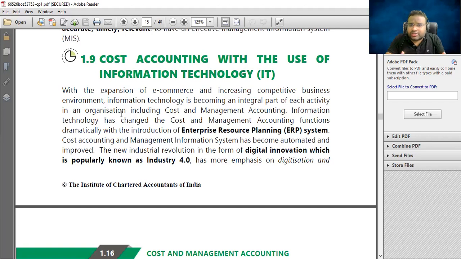So what are the known ERP? Tally is one ERP system, SAP is one ERP system, Oracle is one ERP system, etc. Cost accounting and management information system has become automated and improved. How, sir? How is it improved, sir? I'll tell you a simple example. Now, for example, in a BPCL, there is one gas station.